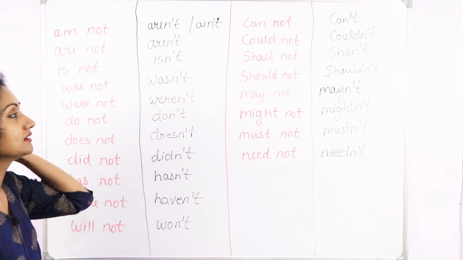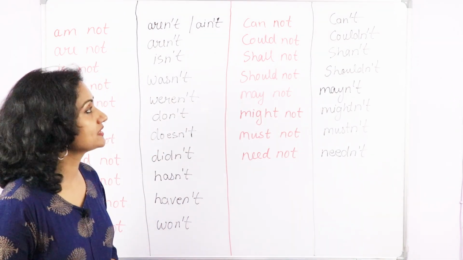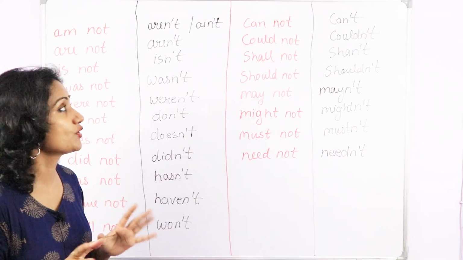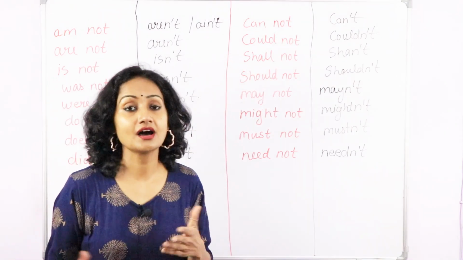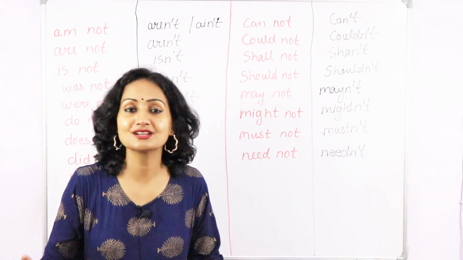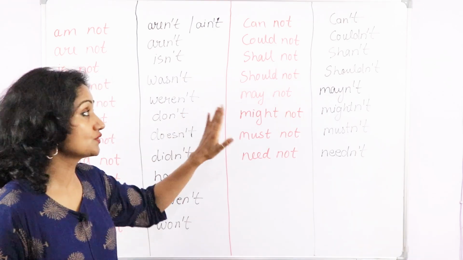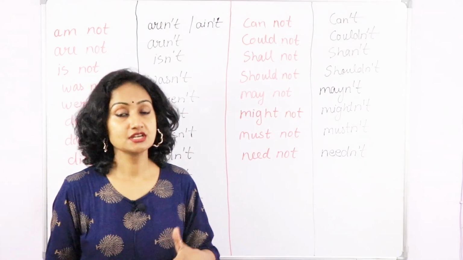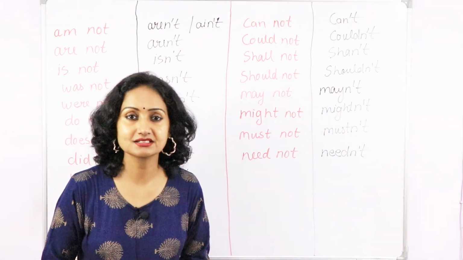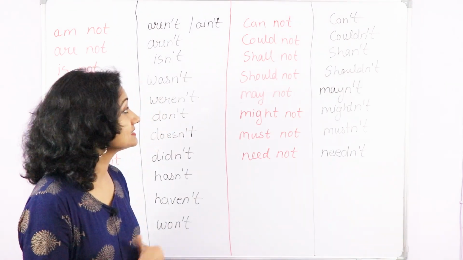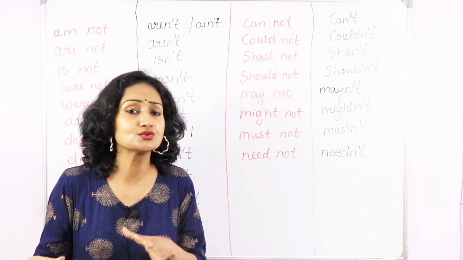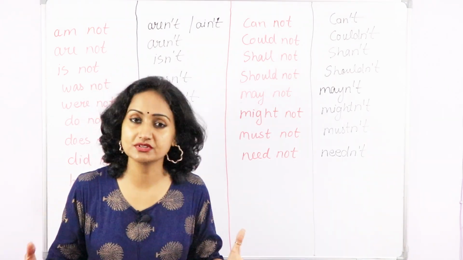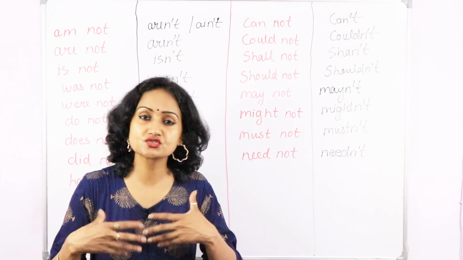Next is modal verbs. Cannot becomes can't, C-A-N apostrophe T. We are dropping two letters here. I cannot do that, I can't do that. Next is could not. Could not becomes couldn't. She couldn't complete her work last night. Next is shall not becomes shan't. But don't use shan't because it's not that common. It's not that it's incorrect, but it's not that common.